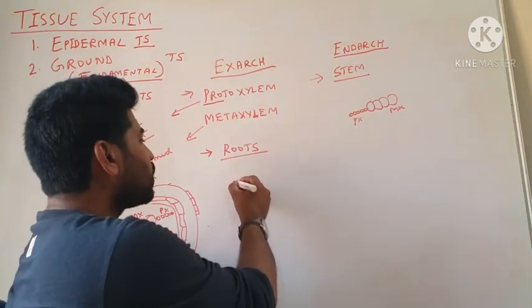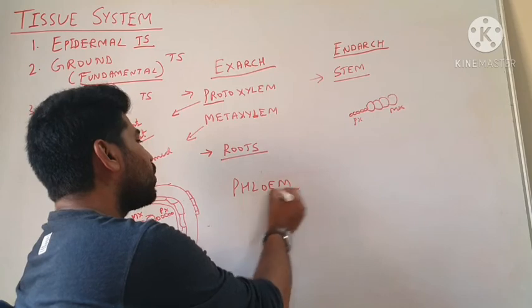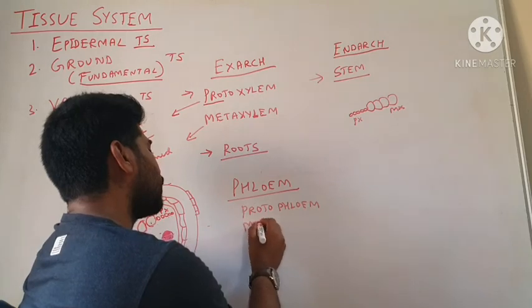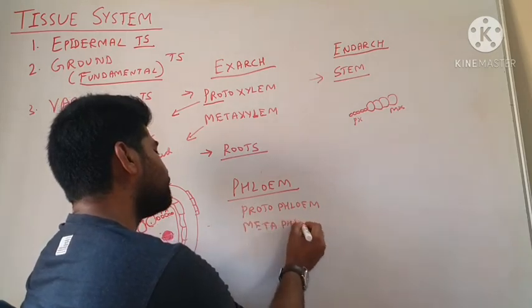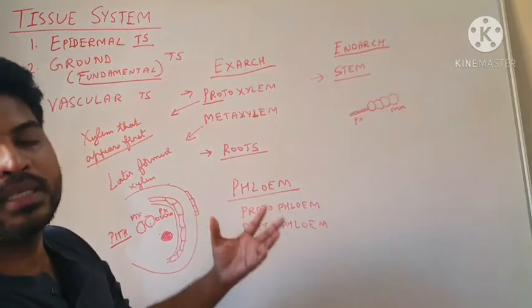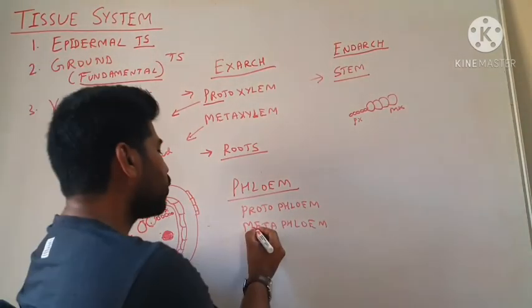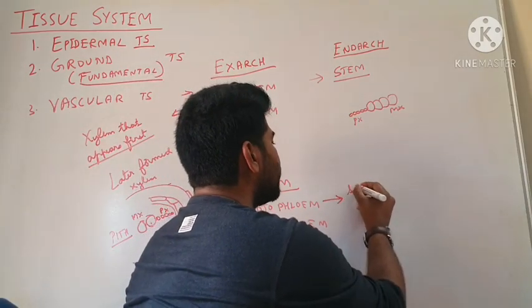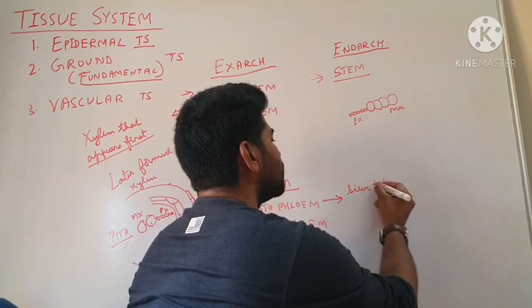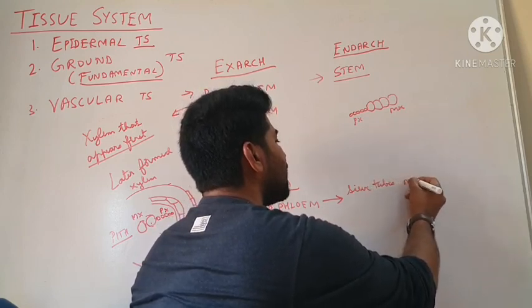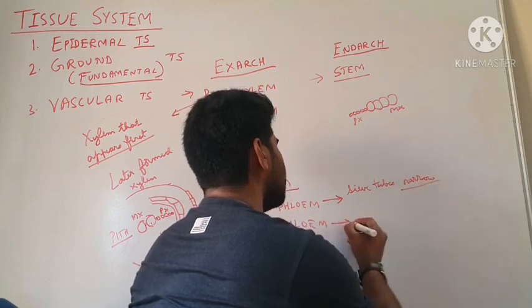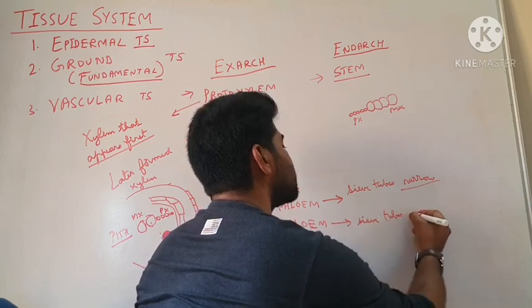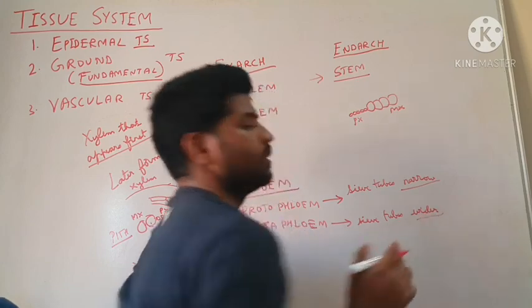Same thing with phloem also. In the case of phloem, we have protophloem and we have metaphloem. Protophloem is produced first, whereas metaphloem is the phloem that is produced later. In protophloem, the sieve tubes present in the phloem tissue are narrow, whereas in metaphloem, the sieve tubes are wider, the diameter is wide.